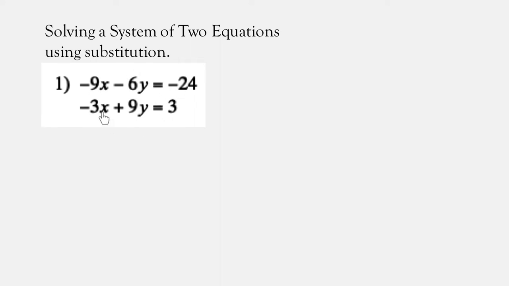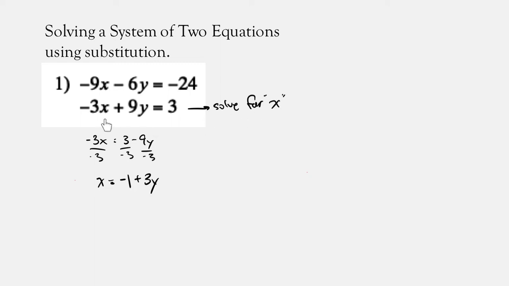We're going to solve for one of these variables here, and then we'll use that to substitute. So I'm going to solve for x, and this bottom one just seems like the easiest thing to do. You can solve for either one. So I solve for x, and I get x equals negative 1 plus 3y. We're going to plug this back into our top equation, and we will solve for y.